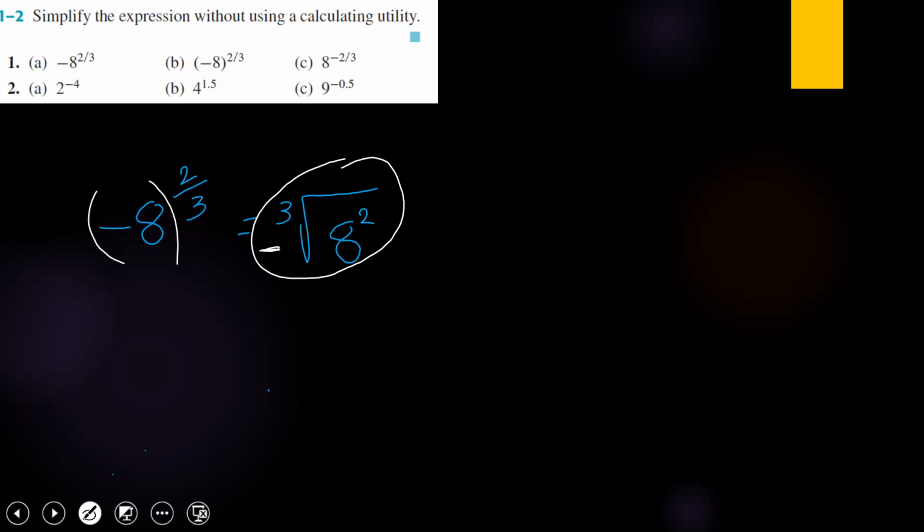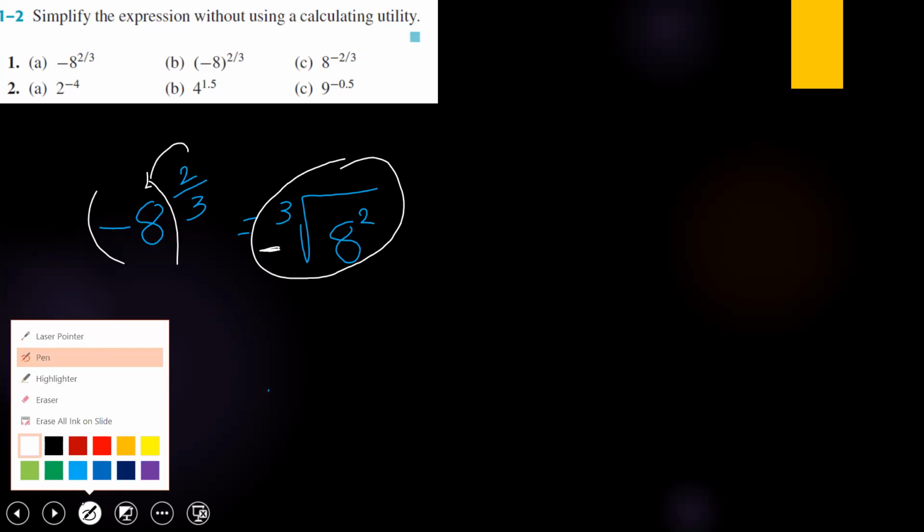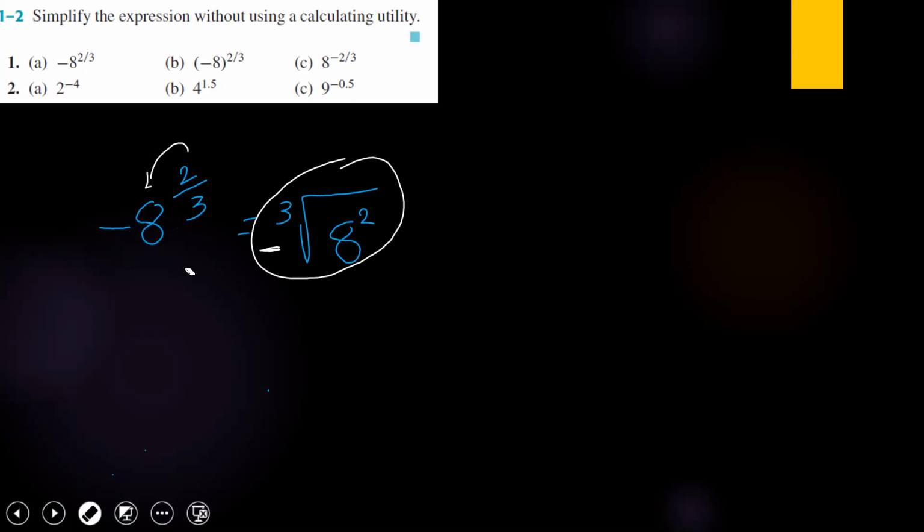Negative 8 to the power 2 over 3. It is negative because this 2 over 3 is the exponent for 8 only, since we don't have a bracket. So it is negative times 8 to the power 2 over 3. So it can be written as negative cubic root of 8 squared.